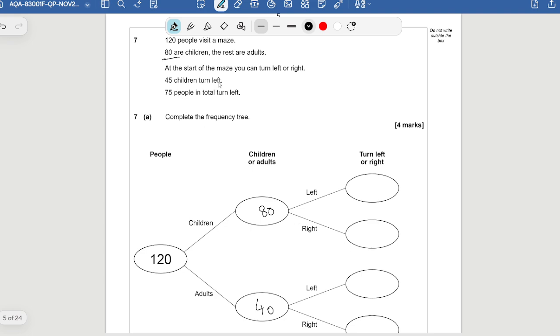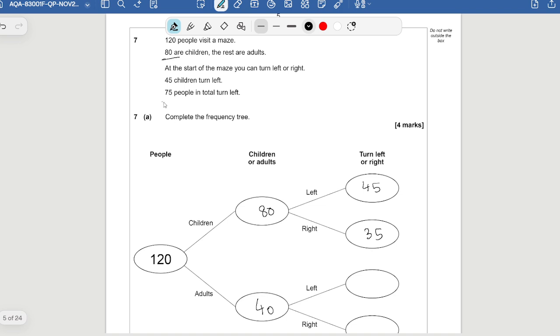45 children turn left. So out of 80, 45 of them go left. How many will go right? So the total is 80. You need to take away 45 from 80 to get 35 remaining. So 35 of the children will go right.